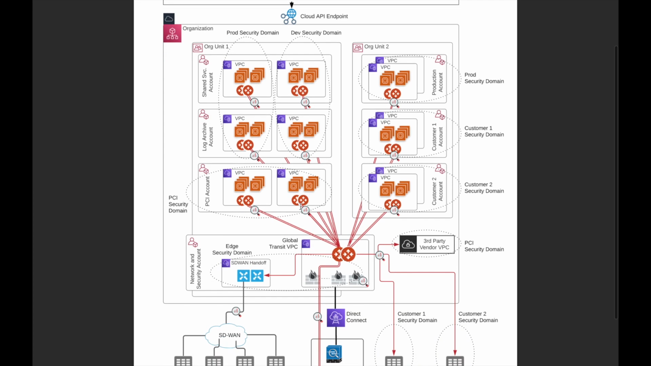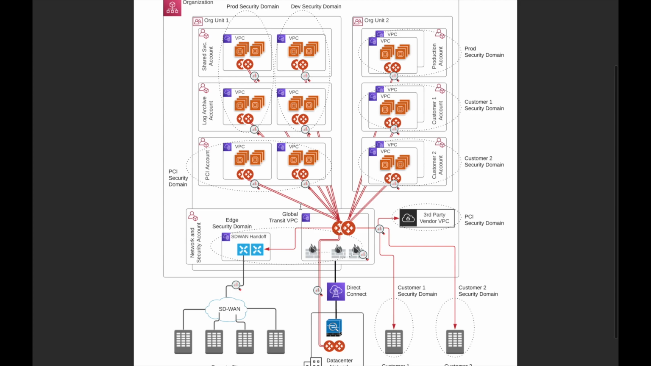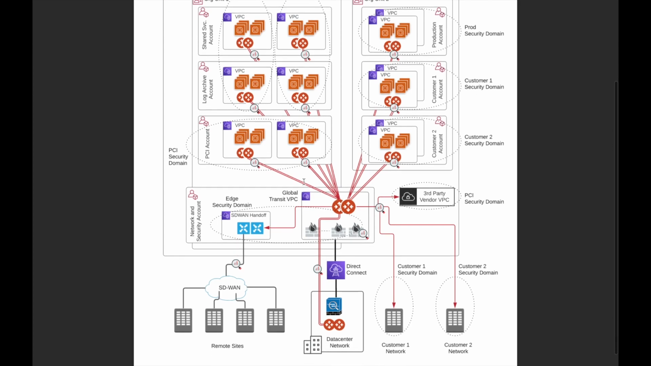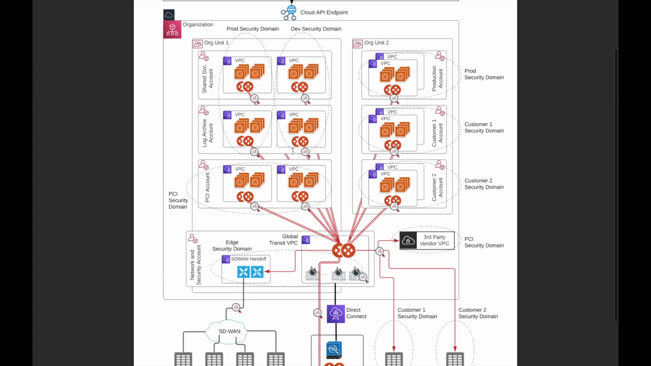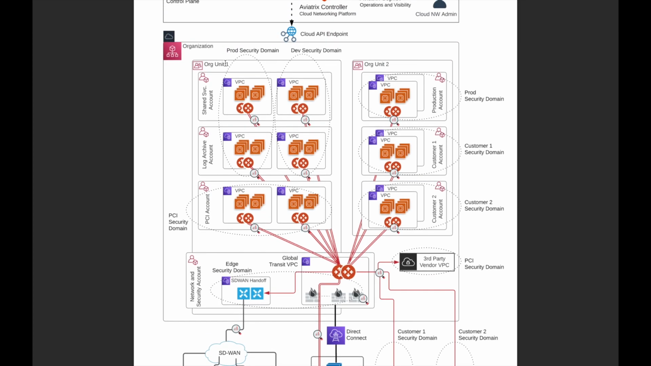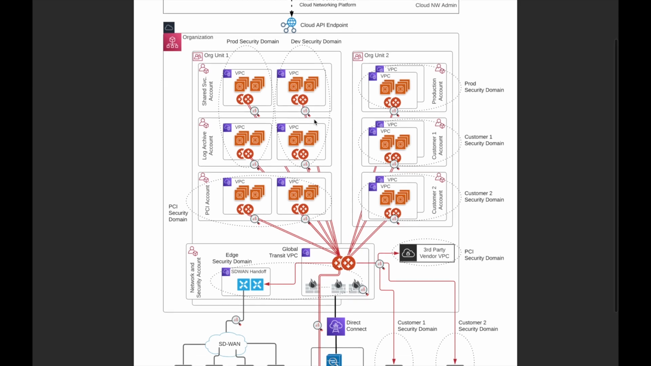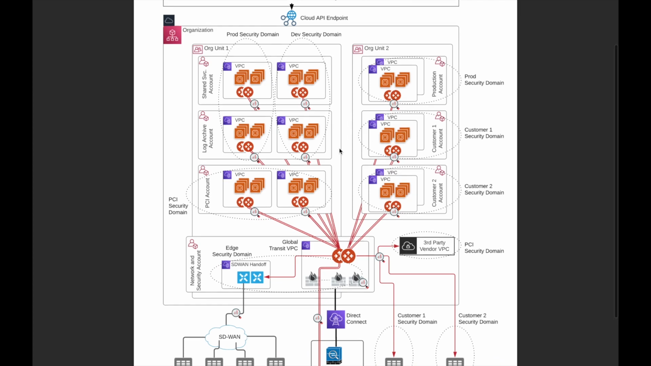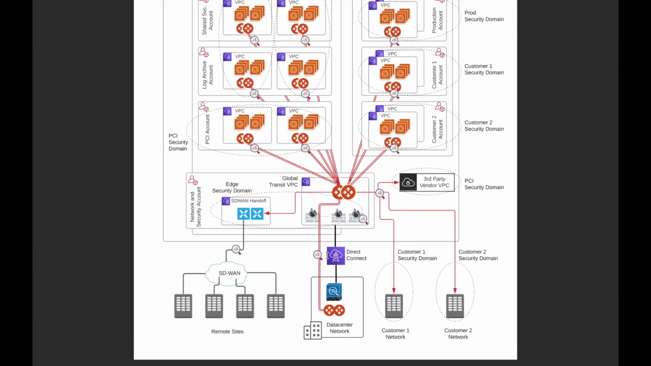Here's an example of a single region Aviatrix Transit architecture. You have a transit VPC with your Aviatrix Transit gateways in there. They connect to all your workload VPCs with spoke gateways. All the segments are built out, all the routing is done for you. You have these different domains for security. Downstream, you're connecting to on-prem via Direct Connect or a VPN.